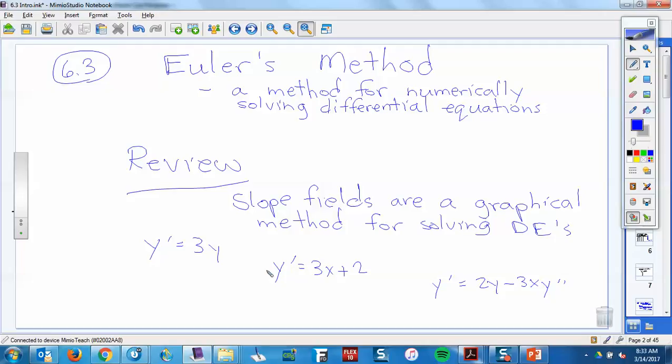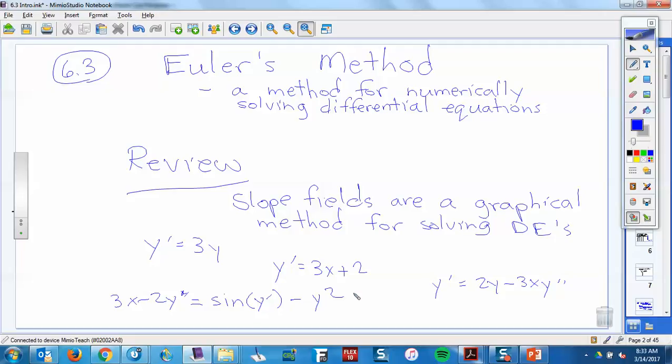The original equation, like y equals. So if you have y prime equals 3y, we'd be looking for y equals. y prime equals 3x plus 2, y prime equals 2y minus 3x, y double prime. And it doesn't have to be y prime equals. You could have a differential equation that was 3x minus 2y double prime equals sine of y prime minus y squared. I mean, it doesn't have to be like a y prime equals to be a differential equation. It's just any equation that's got derivatives in it.